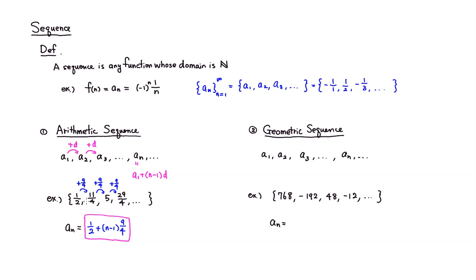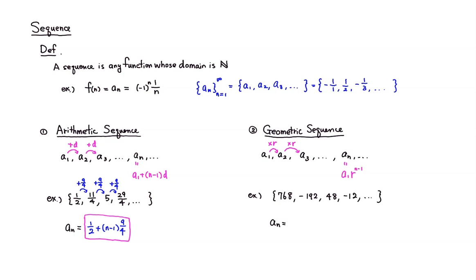The second example is a geometric sequence. Instead of adding to go to the next term, this time we multiply by a fixed number r. By the time you get to a_n, how many times do we need to multiply by r? You start with a1, then multiply by r, and you can see that it's n minus 1 times.